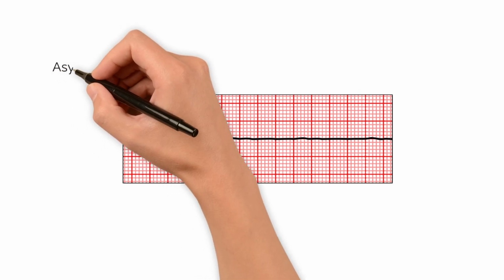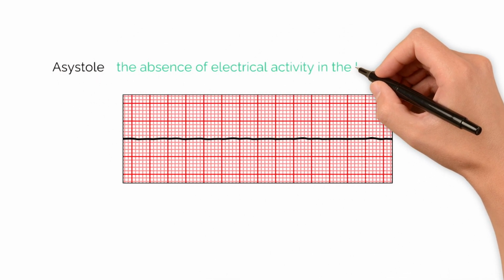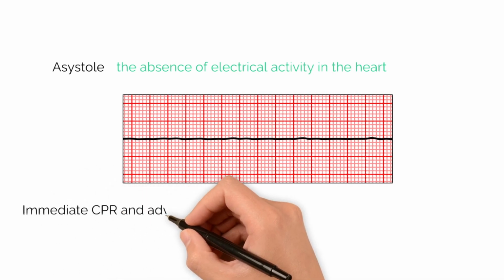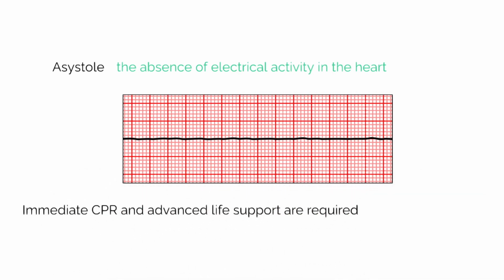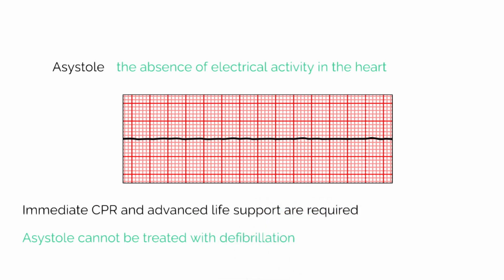Asystole, known as flatline. Asystole is the absence of electrical activity in the heart. Immediate CPR and advanced life support are required as asystole cannot be treated with defibrillation.